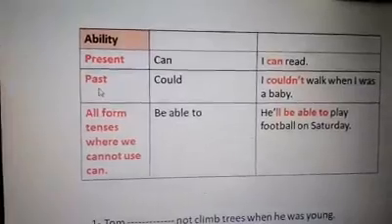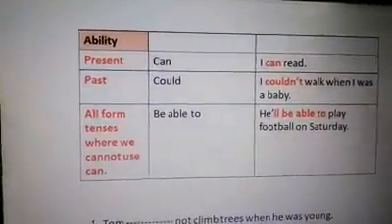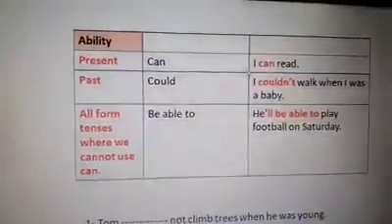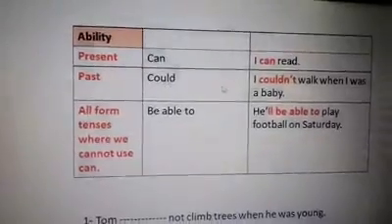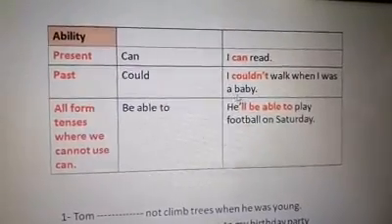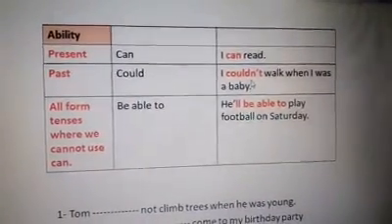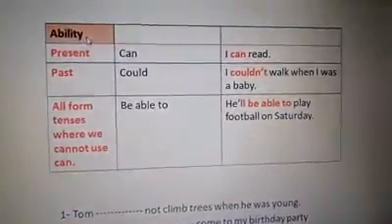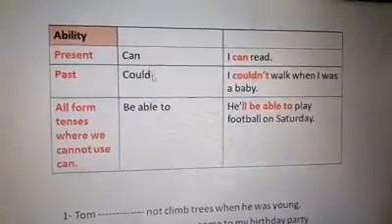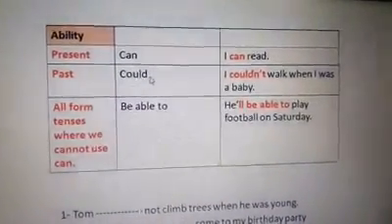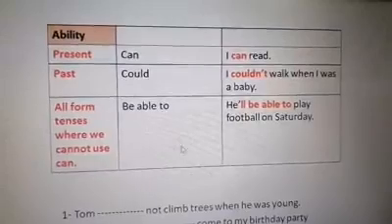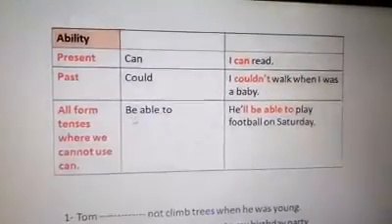If we're talking about something I used to do in the past, I was able to do it in the past, so we should use could. For example, I couldn't walk when I was a baby, which means I wasn't able to walk when I was a baby. Again, we're talking about ability, something I can do now, something I could do in the past. And then here, what about be able to? We use be here, it means verb to be.